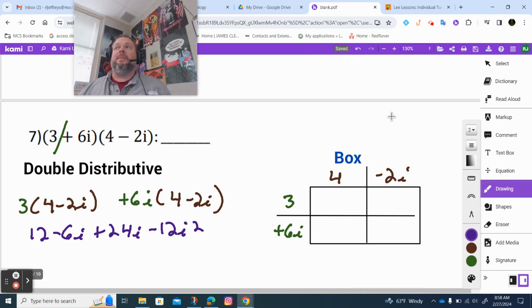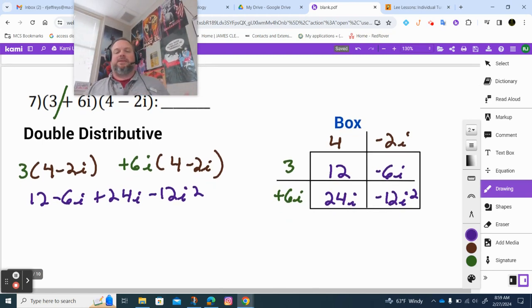What? Yeah. I actually have more that do the box method than double distributive, but yeah, they're like, oh, that's the one thing. They're like, it's so hard. All right.